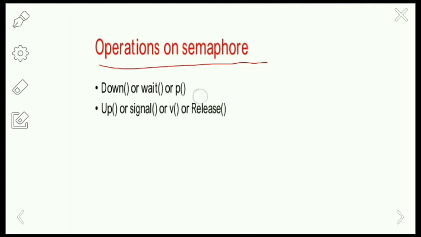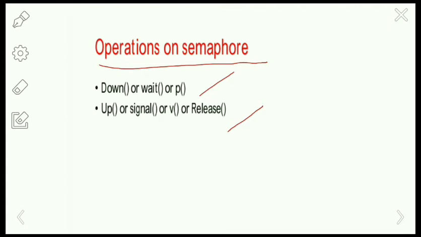Similarly, the up or signal operation increments the semaphore value. If the value is not negative, then a process blocked by a wait operation is unblocked. Other than these two operations, there is no way to inspect or manipulate the semaphores. Here the semaphore is used to count the number of wake ups and sleep times.